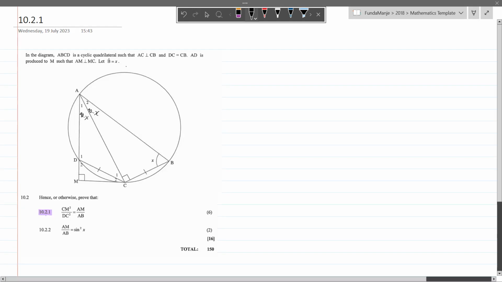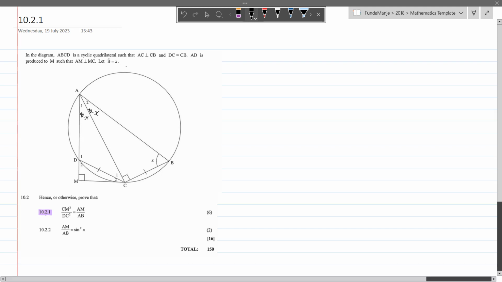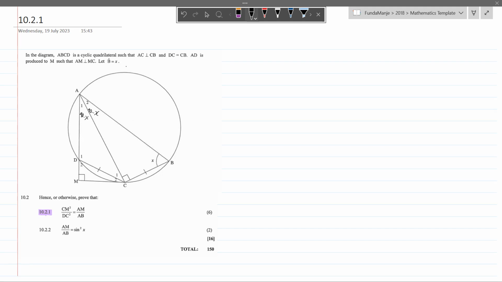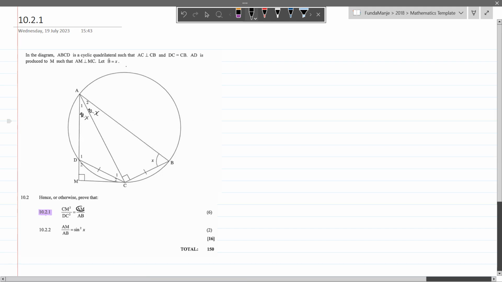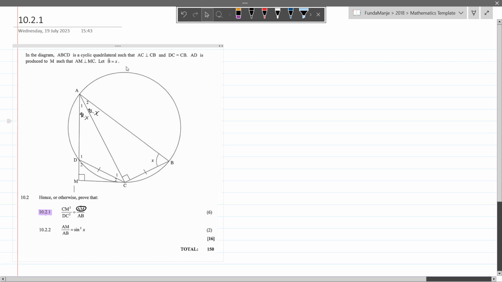10.2 says, hence or otherwise prove that CM squared over DC squared is equal to AM over AB. Now here we recognize that there's AM within this expression, and AM is not a side that we have dealt with yet. So what we can do is construct a new relationship.